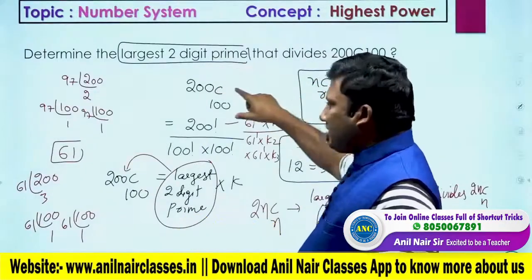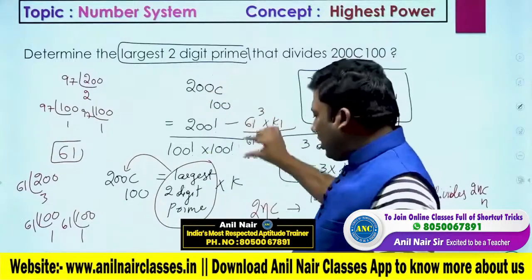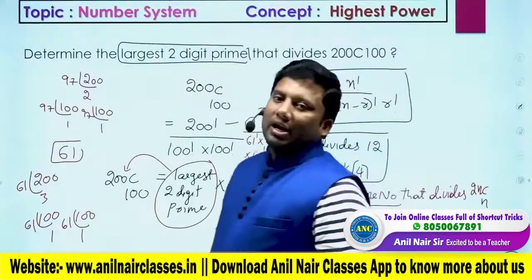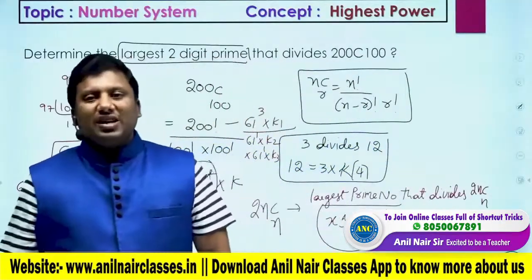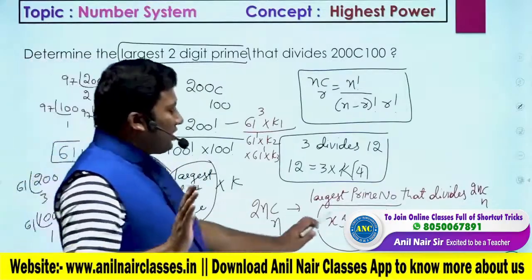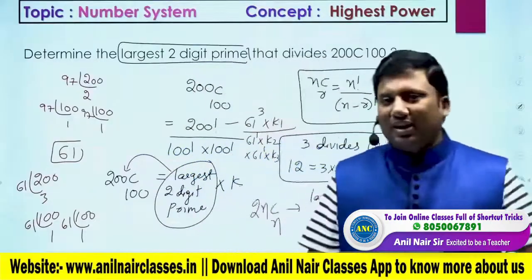Here 200C100 is 2nCn, with 2n equal to 200. 200 by 3 is 66 point something. What is the largest prime number just less than 66? 61. Directly you will get the answer.